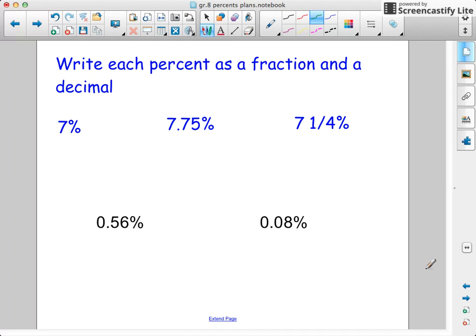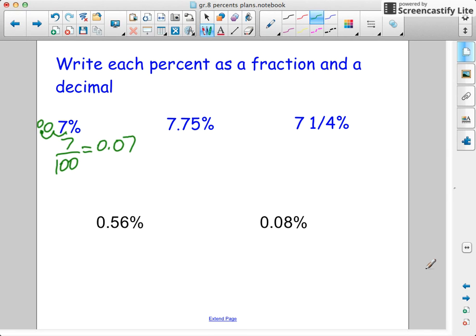Remember, percentage means that it's out of 100. So 7% would mean 7 out of 100, or 7 hundredths, which is 0.07. One way we thought about it was, if the decimal was here, you're dividing by 100, which means you would move the decimal point 2 places on each one.